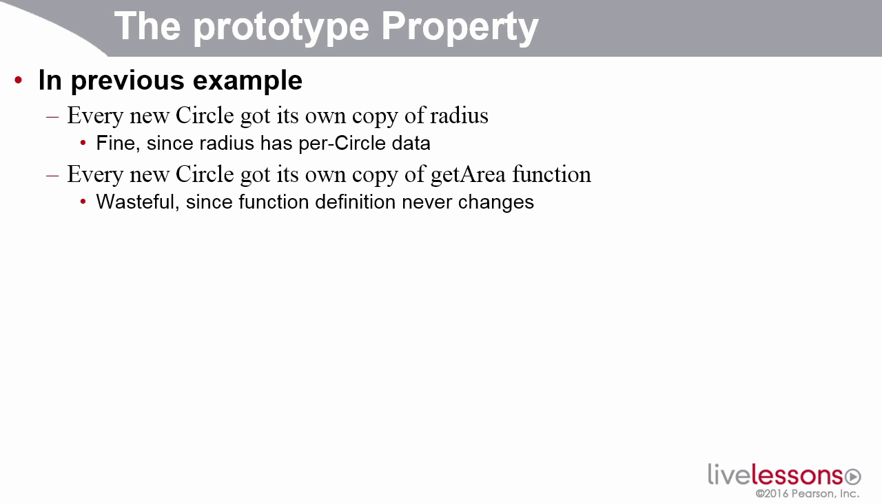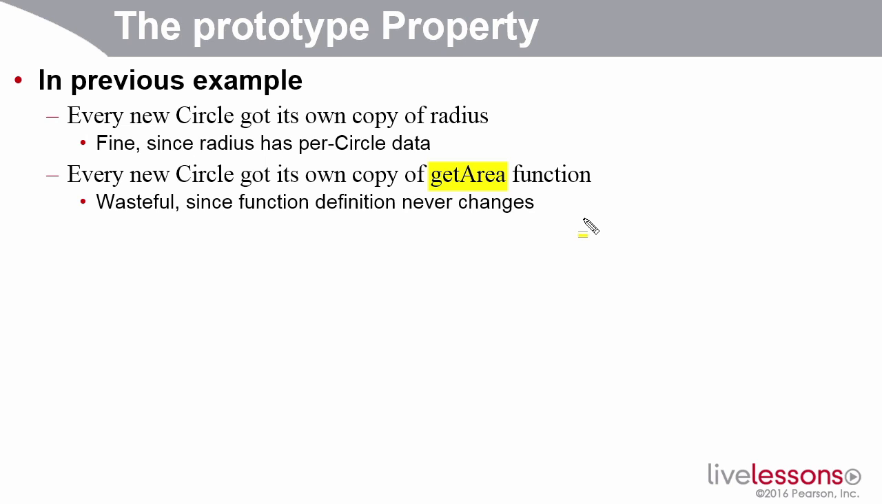Fine. But each new circle also had its own copy of the getArea function or method. Well, that's kind of wasteful, because the getArea function is the same for every circle. The radius is different for every circle, but the function is the same because the function calculates the area based on the radius. So if I make 100 circles, JavaScript will store in memory 100 radiuses or radii. Fine, that makes sense because they're all separate. But JavaScript will also store 100 copies of the getArea function. But that's wasteful because the getArea function is the same.